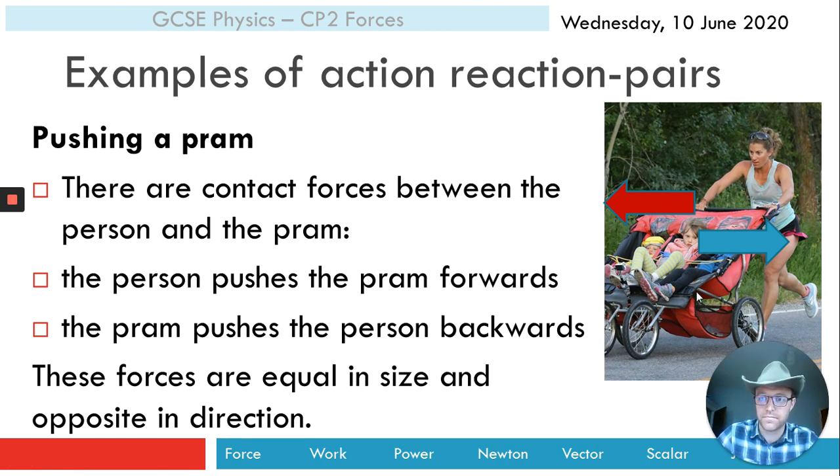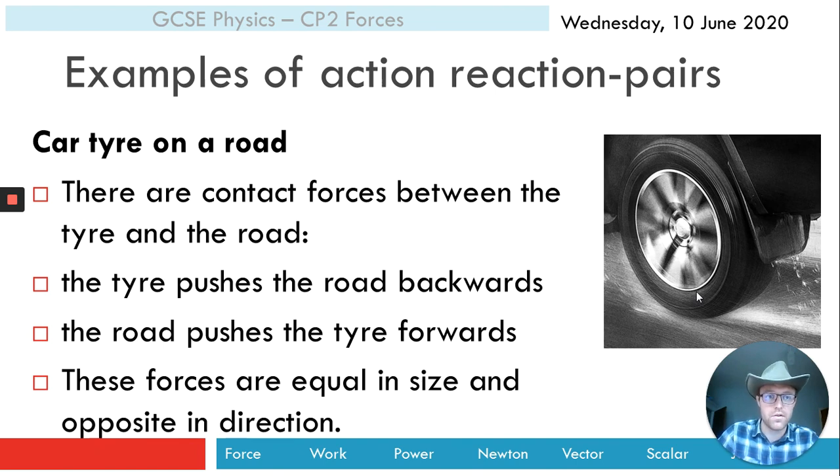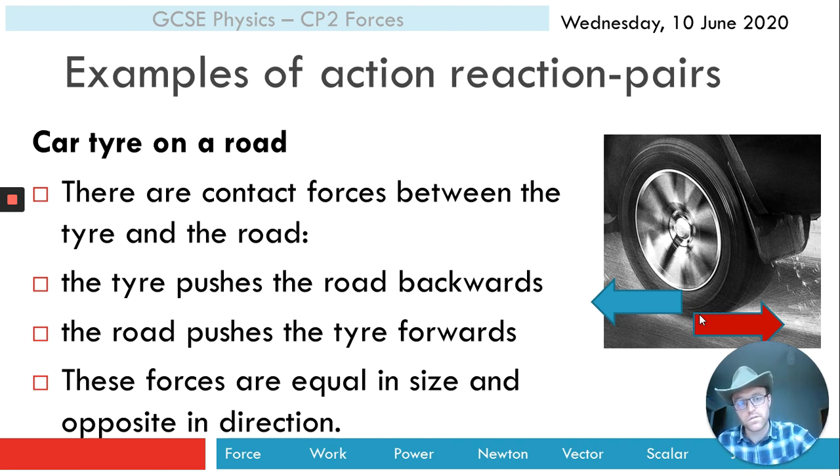Action-reaction pairs. Another example. Car tire on the road. The car engine is putting force to the tires. There are contact forces between the tire and the road. The tire pushes on the road backwards. As the tire spins, using the force of friction, it pushes the road backwards. The road pushes back forwards on the tire, and that pushes the car forwards. These forces are equal in size and opposite in direction.